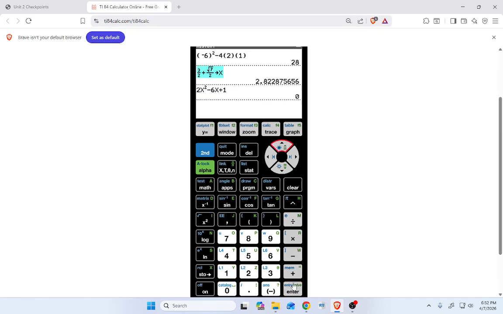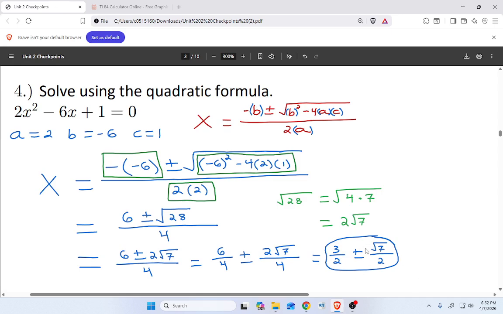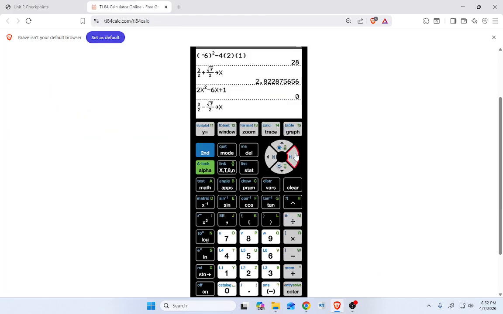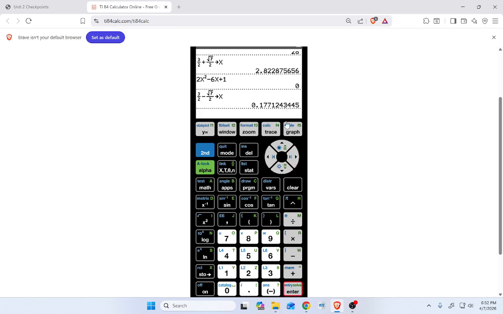I am going to check the other answer just to be safe. Not only do I think the answer is 3 over 2 plus square root of 7 over 2, I also think it's 3 over 2 minus square root of 7 over 2. Because the plus or minus is telling me that I have two answers. 3 halves plus root 7 over 2 and 3 halves minus root 7 over 2 are two separate answers. So plug that in. It's a different number, 0.1 instead of 2.8. And copy the original equation, hit enter to execute, and it does still balance.